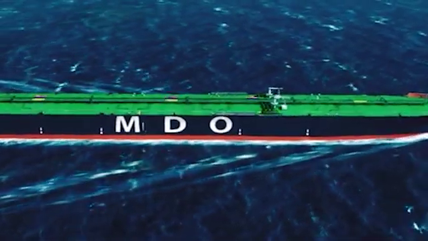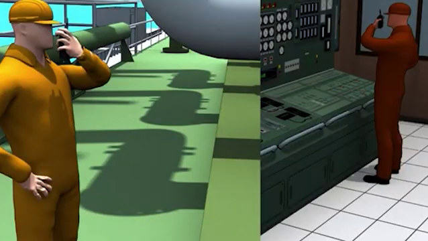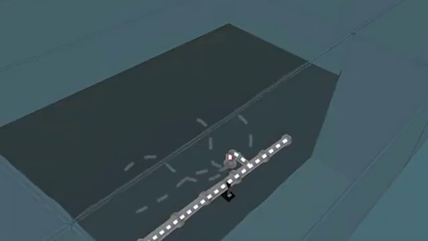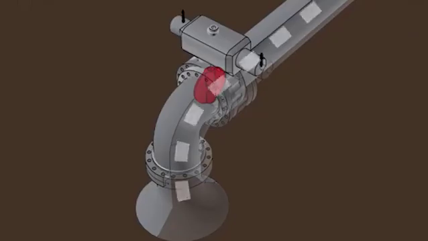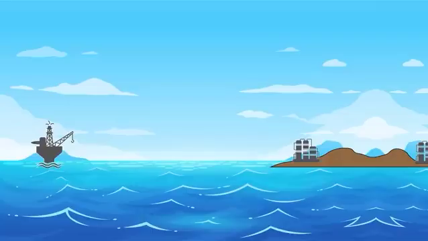The accommodation area is where the crew members stay, eat, and sleep. This is the control room. Emergency escape boats are used for the crew members to escape in life-threatening situations. Now let's take a look inside the hull.